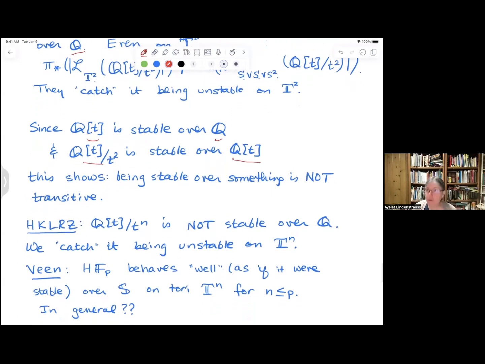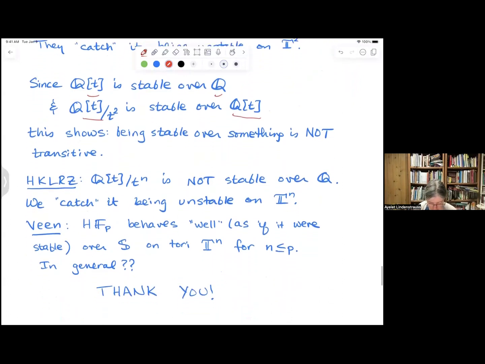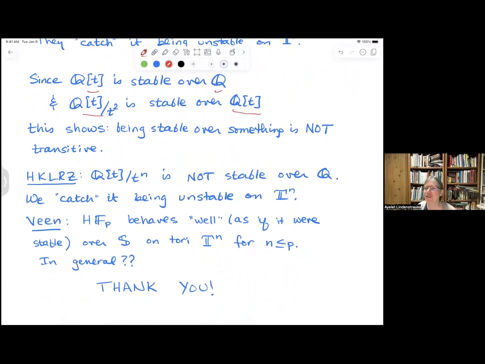Then in his thesis, where he showed the calculations over spheres, he shows that HF_p behaves well, as if it were stable, over the sphere spectrum on tori T^n for n less than or equal to p. And we're hoping to show that it keeps on going, but we've tried all sorts of methods, and we're working on some still, but we haven't shown it yet. We would like to show that it is, but whatever. Anyway, thank you.